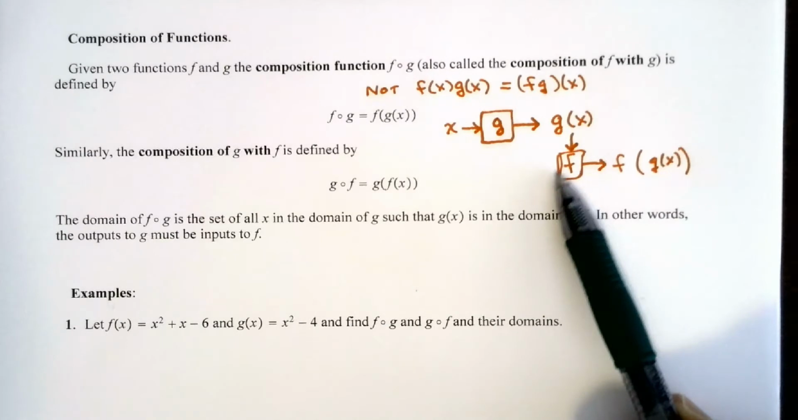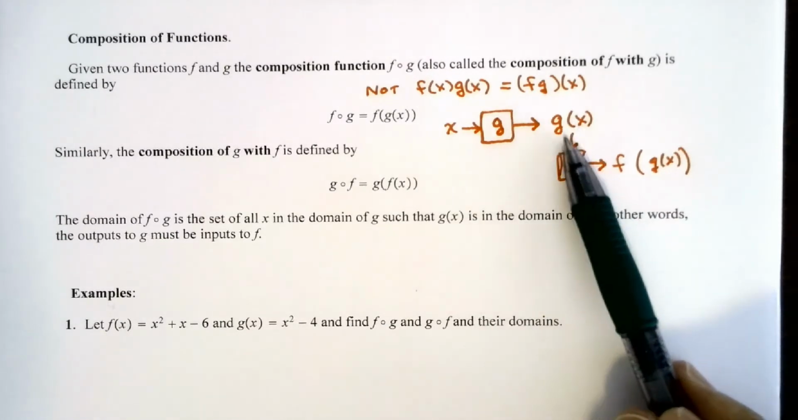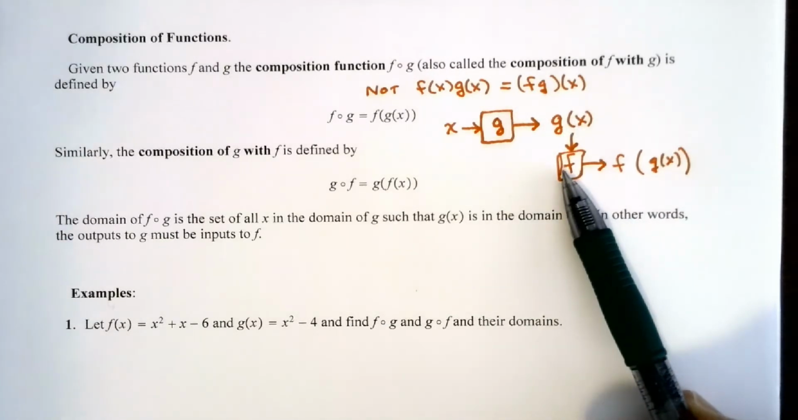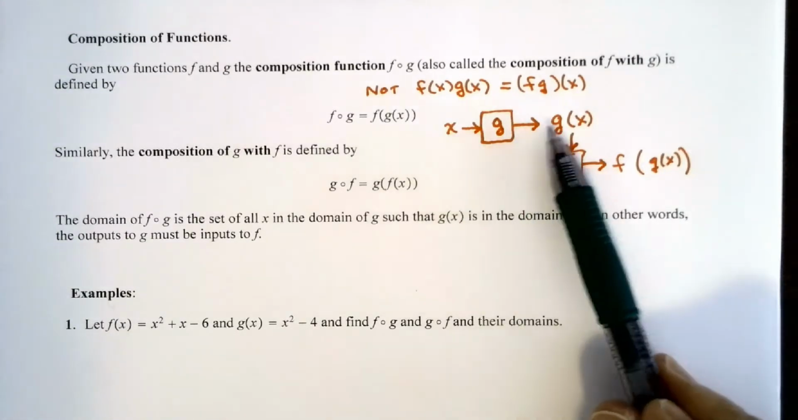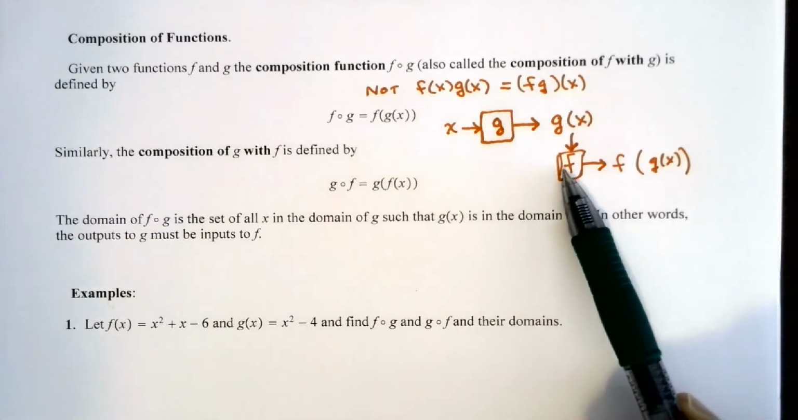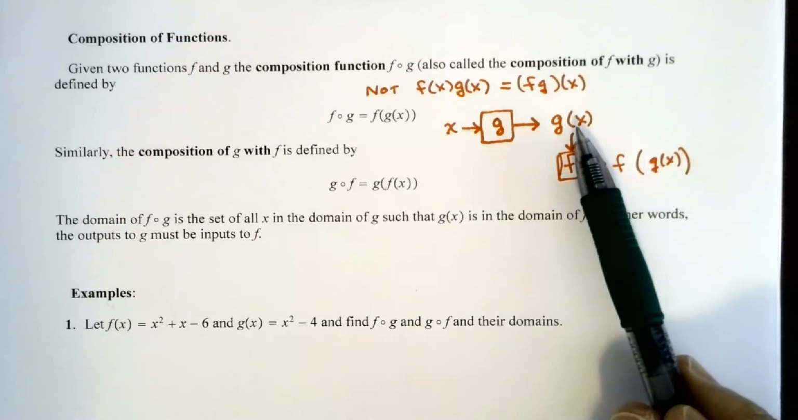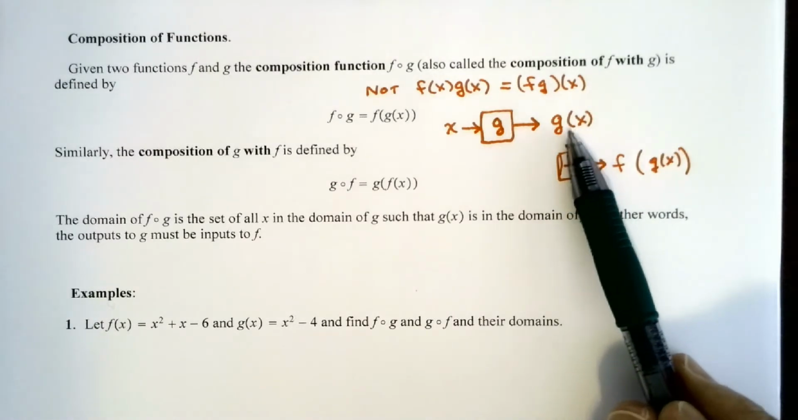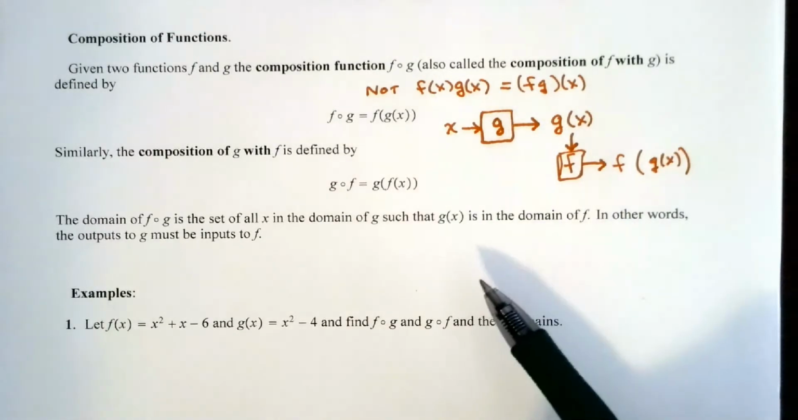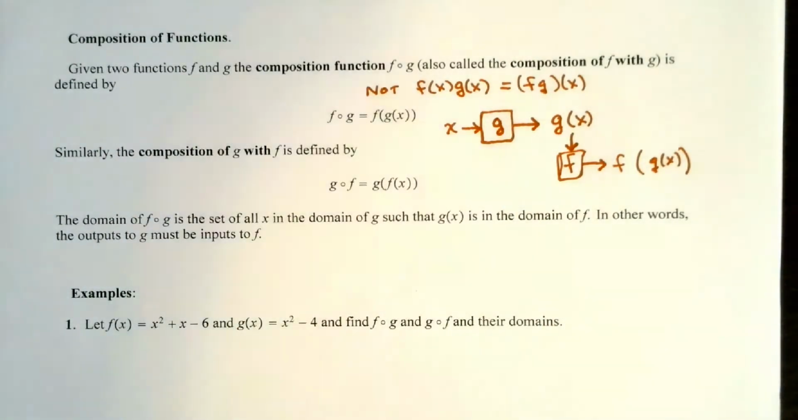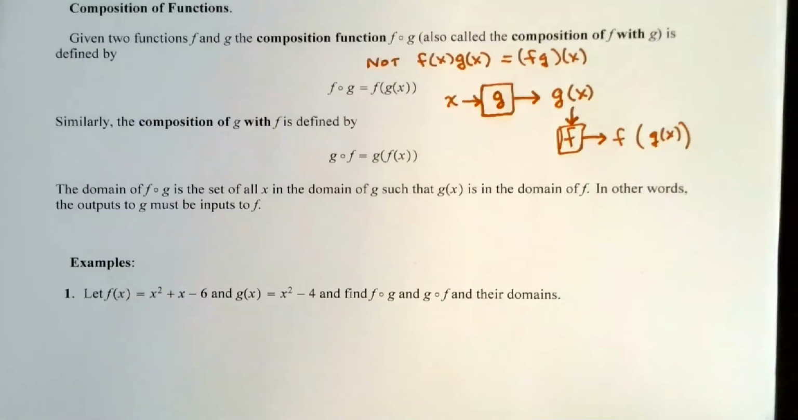It's got to be something that f can take in. I was talking about eating things, right? So it's got to be something that f can eat, so to speak. It's kind of a gross thing, but that's what it is. So the outputs of g are going to be inputs to the function f, and so we need the domain to restrict any values of g of x that are not in the domain of the function f. So outputs of g must be inputs to f. Okay, so that's a little tricky, but let's take a look at it.